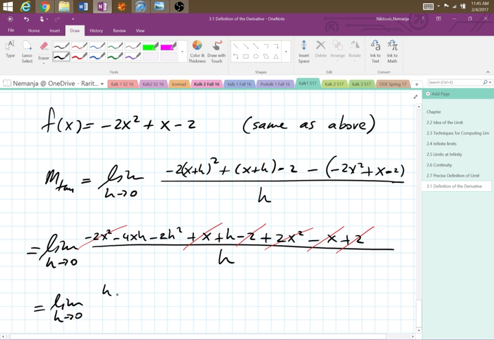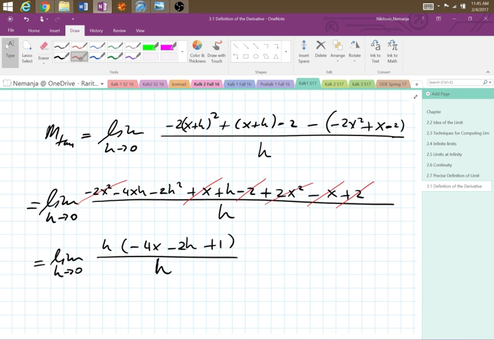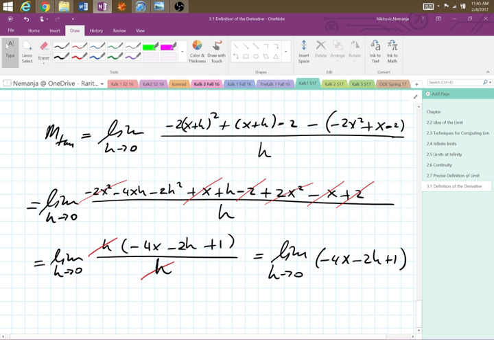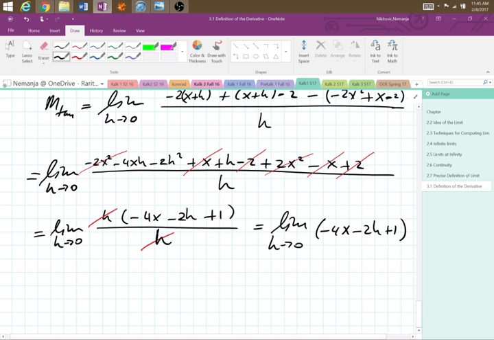So that's going to be h times negative 4x minus 2h plus 1, divided by h. The plus 1 is kind of hidden. It's right by this h that is not cancelled right there. You've got to hunt for these things. So that's where the plus 1 comes from. And now h annihilates h over here. And the negative 2h goes to 0 in the limit. Well, actually, let's write one more time since it's the first problem. So now 2h will go to 0 because h goes to 0. And the answer is negative 4x plus 1.